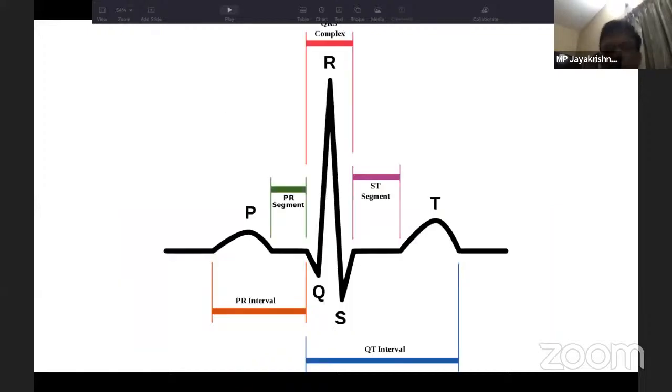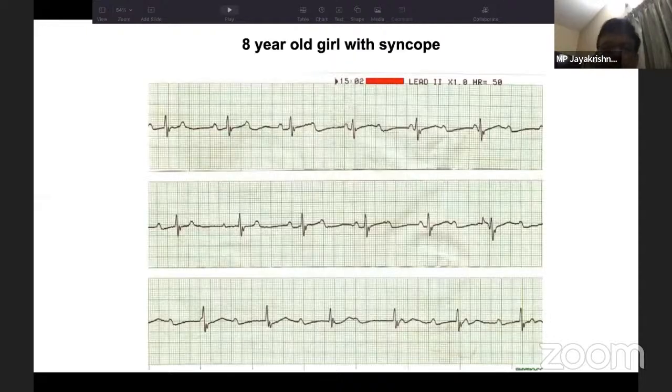You can see the ST segment there. It's the ST segment that is prolonged. I have actually mentioned the PR segment also there, because that is a reference for your ST segment. Just to look at the ST segment, whether it is elevated or depressed, you look at the PR segment and then decide. This one, 8-year-old with syncope, I'll come to the answer.